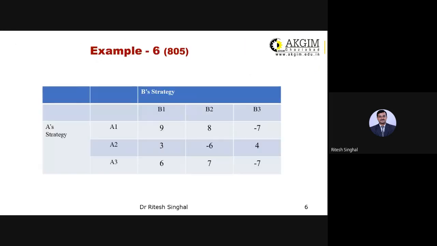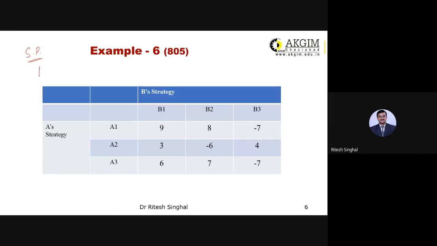So let us discuss this game. It is advised to the students that they should first use saddle point before solving a game, because if saddle point is there, then there is no use of dominance rule. There is no point to start solving the question using dominance rule. So first it is advised that you should use saddle point.